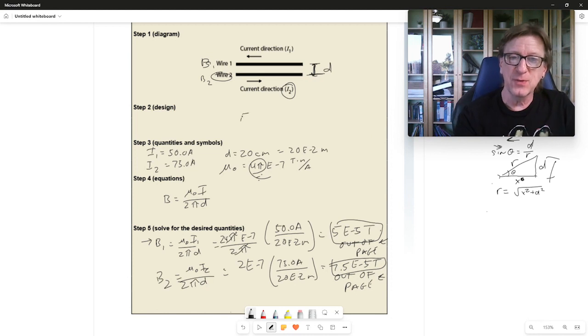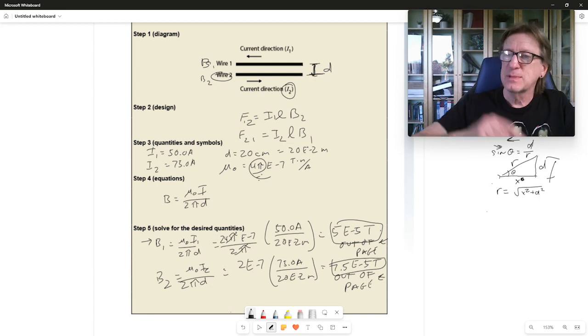And so we know that our force is ILB. So our force on 1 due to 2, let's just go ahead and set it up. We won't go ahead and work it out, but we'll set it up. This is going to be the force on wire 1 depends upon the current of wire 1, but the magnetic field of wire 2. And similarly, the force on 2 due to 1 is going to be the current through wire 2, both wires are the same length, times the magnetic field of wire 1. Multiply all those out, you've got everything that you need, and you can get that final force.